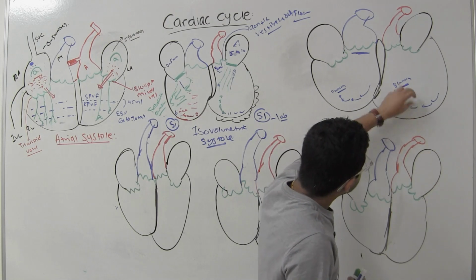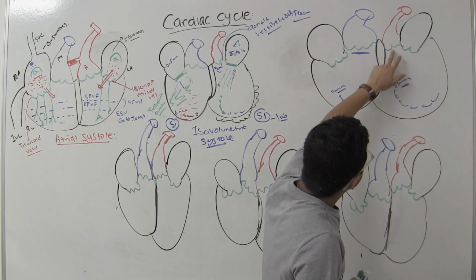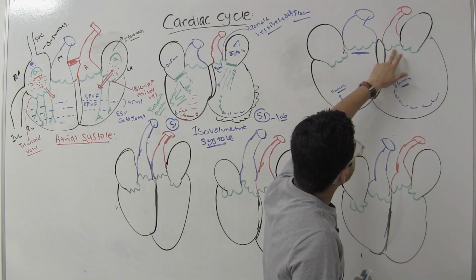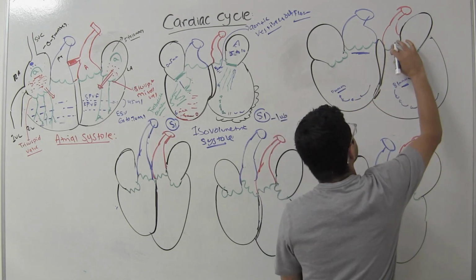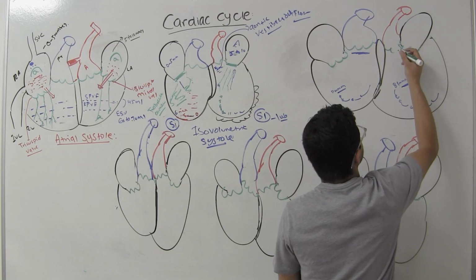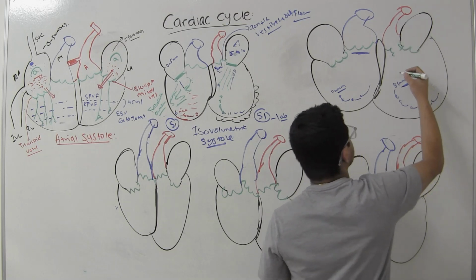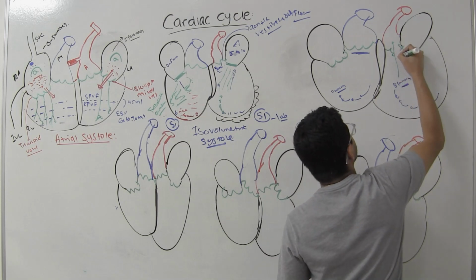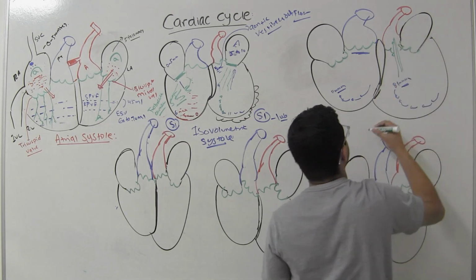So at about 81 millimeters of mercury, your aortic valve opens up. Let me open this up and say this is open now. So the aortic valve opens, and all the blood starts going this way, to the aorta. Same thing here.